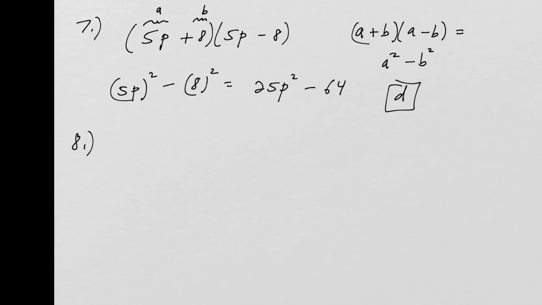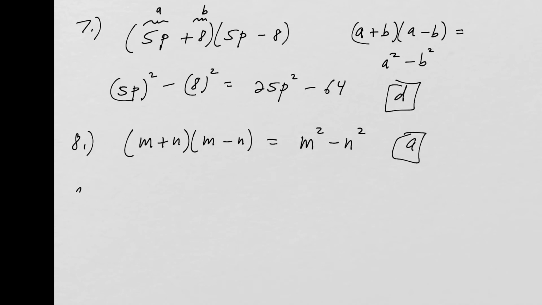All right, 8. Oh, same thing, right? So I have m plus n times m minus n. So if I use that rule and I call m a and n I call b, this is going to be a, which is m squared, minus b squared, but b is n in this case. And I'm done. So in that case, it's very quick. So that should be A. Okay, 9.